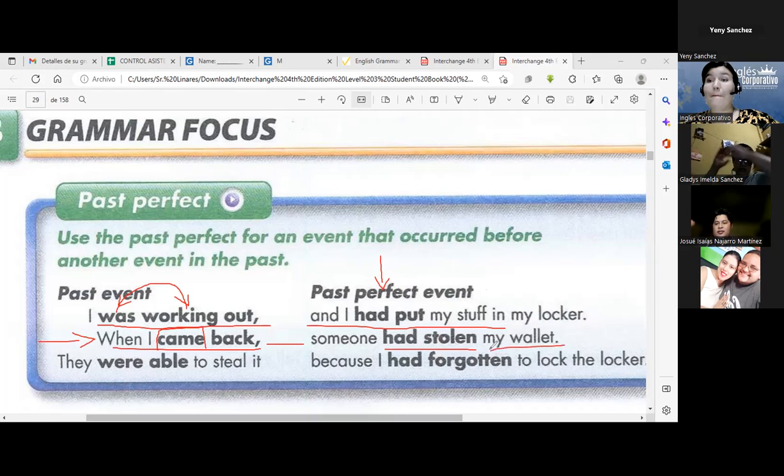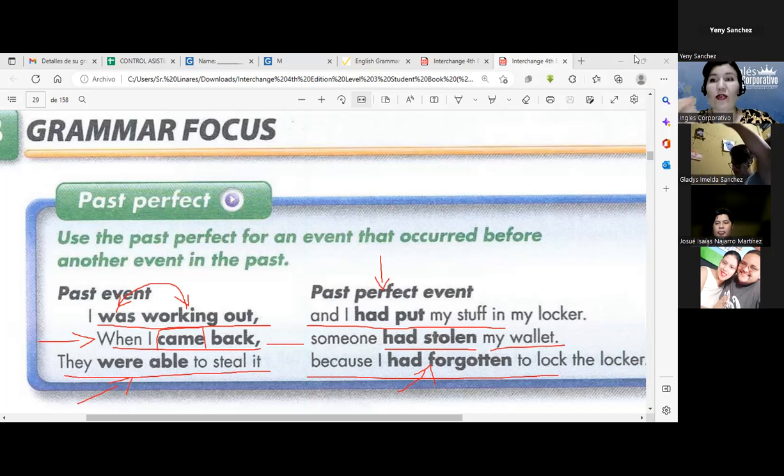Mi cartera. My wallet, right? You have your chivo wallet, right? So chivo wallet, that's the wallet, billetera. My wallet. They were able to steal it. This is simple past, right? They were able to steal it because I had forgotten. I had forgotten, yo había olvidado cerrar el locker, o enllavarlo, to lock the locker. I had forgotten to lock the locker.